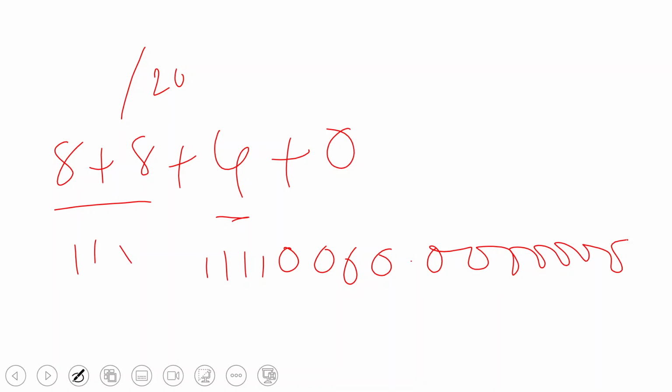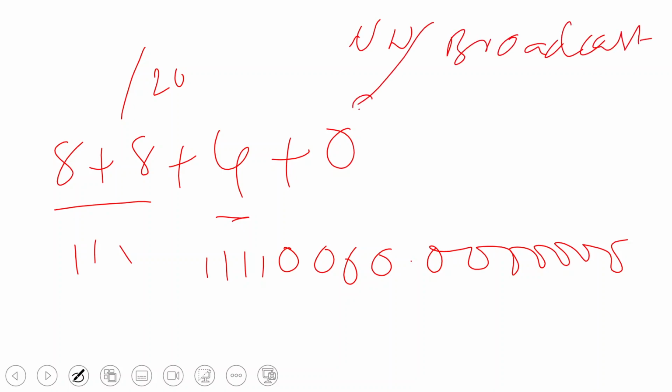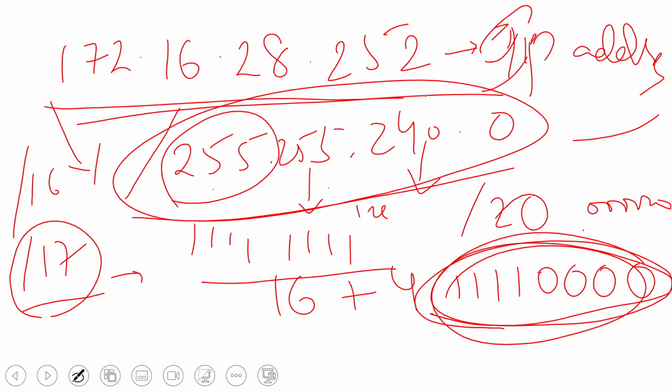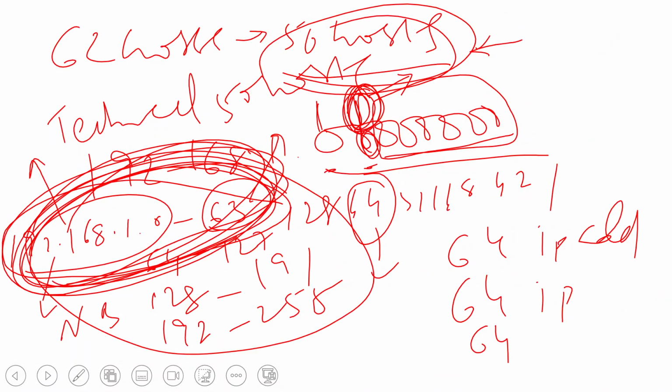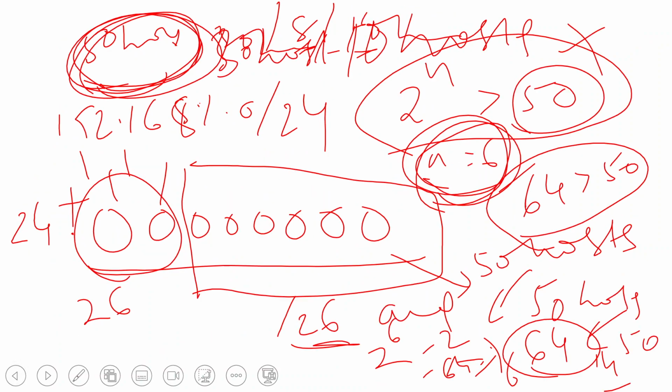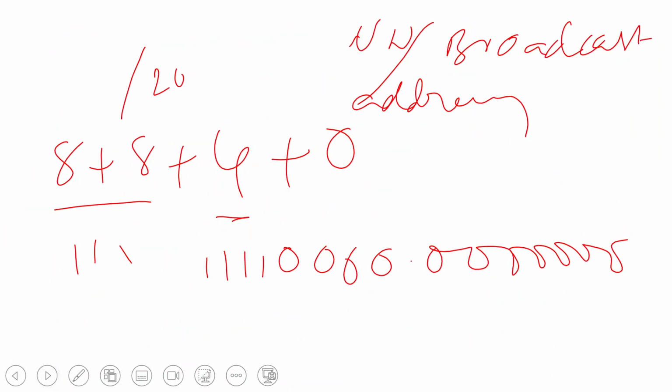What they are asking is, what is the network address and what is the broadcast address for the given IP. The given IP is 172.16.28.252, and you have to find the network address and the broadcast address for it. So how do you calculate?